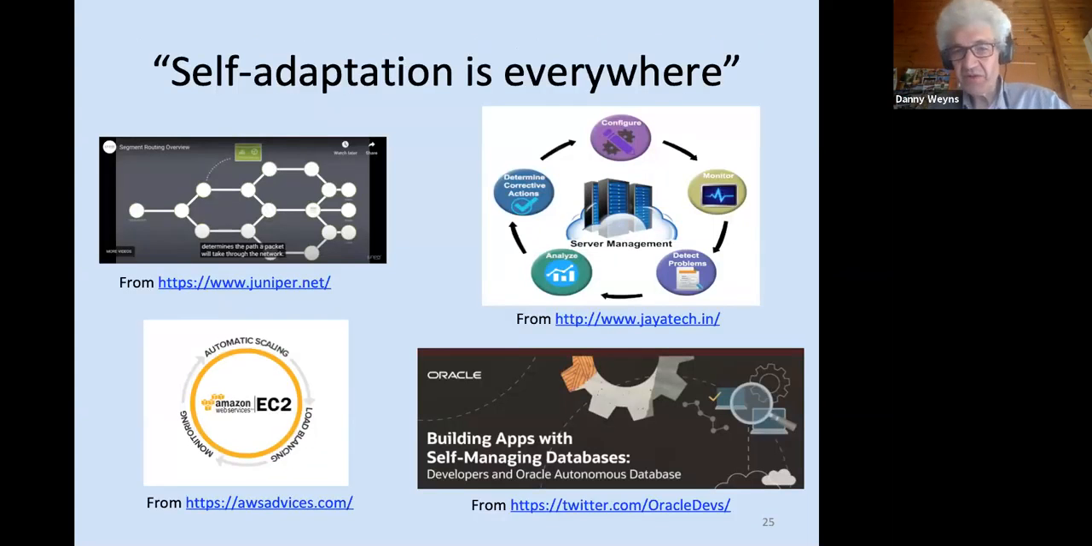Now, if you look in the world, self-adaptation is not something exotic. You see it everywhere. You see it, for instance, as I showed you, in the IoT network for data, for the routing in networks. You see it for auto scaling in the cloud, for instance, for server management, even for database management. So self-adaptation is actually there in practice. But as you can see here, all these examples from companies are mostly focusing on resources, not so much on the application software, but more on the supporting services or the resources used for software systems.